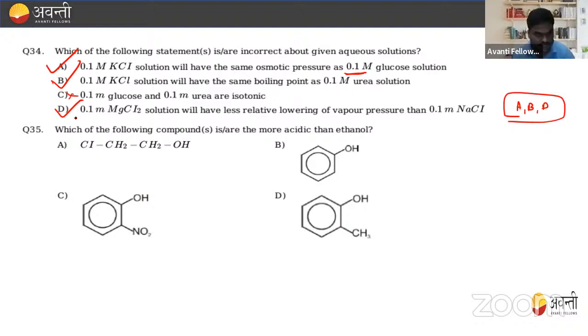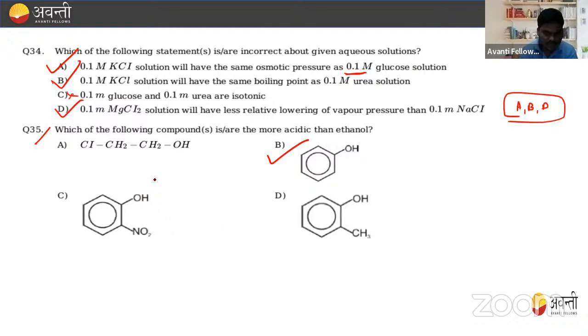Now, move to question number 35. What does question number 35 ask? Which of the following compounds are more acidic than ethanol? So you have to identify the ones more acidic than ethanol. We know that out of alcohol and phenol, phenol is more acidic than ethanol. So B is definitely the correct one, right?